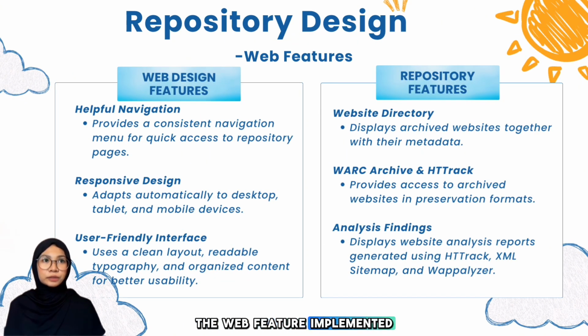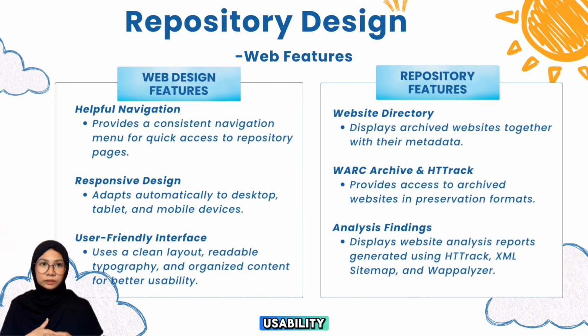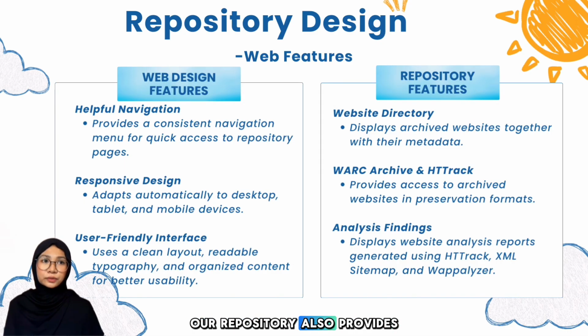Next, I will explain the web features implemented in our repository. Our repository includes three main web design features. First is helpful navigation, which provides a consistent navigation menu for quick access to repository pages. Next is responsive design, which adapts automatically to desktop, tablet, and mobile devices. Lastly is user-friendly interface, which uses a clean layout, readable typography, and organized content for better usability. Besides these design features, our repository also provides a website directory, HTTrack archive, web archive and analysis findings page where users can access archive websites and view technical analysis reports.